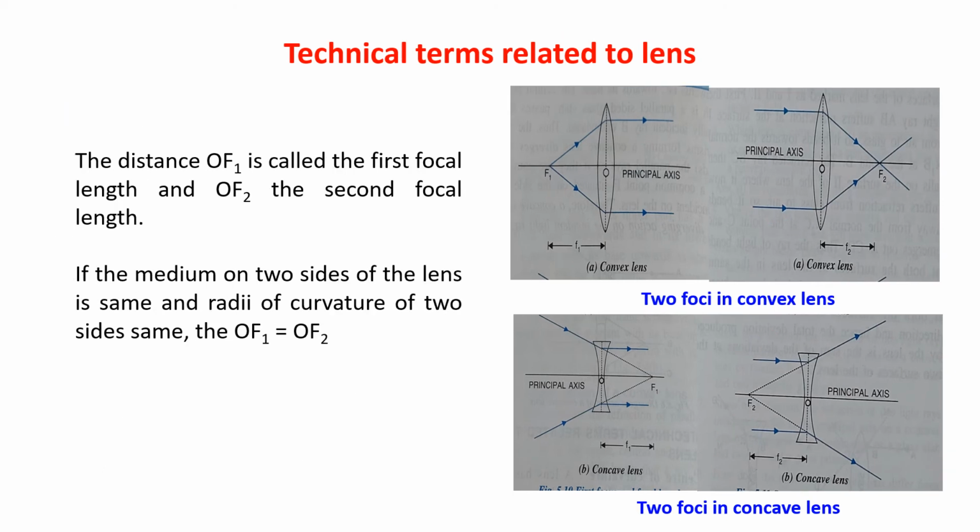The distance OF1, for both the convex lens as well as the concave lens, is called the first focal length, and OF2 is called the second focal length. If the medium on the two sides of the lens is the same and the radii of curvature of the two sides are the same, then OF1 is equal to OF2.